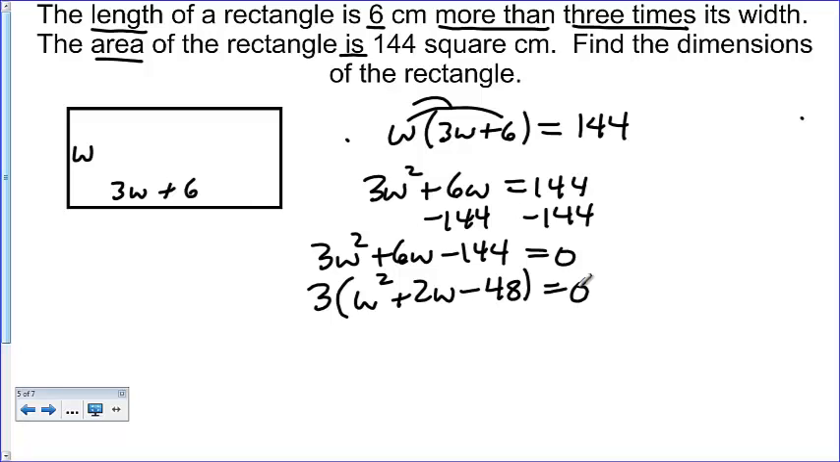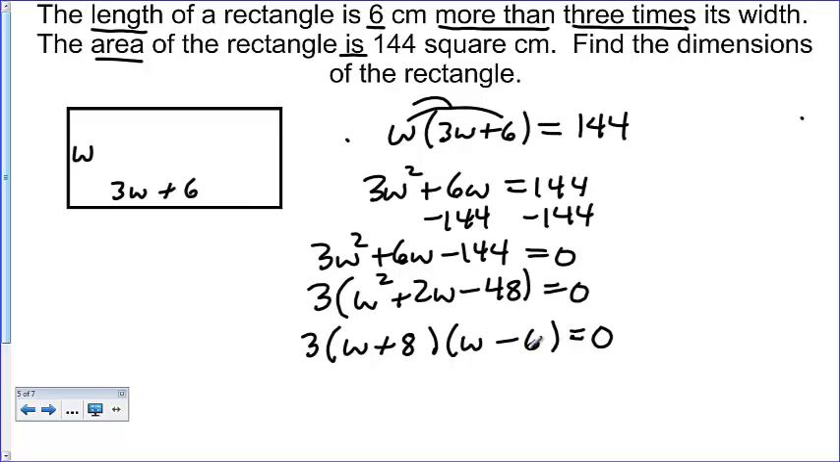So now I need to factor this W squared plus 2W minus 48, which is on the easier end of the spectrum. Remember to bring your 3 down along. Two numbers whose product is equal to negative 48, and the sum is equal to 2. That would be plus 8 and minus 6.